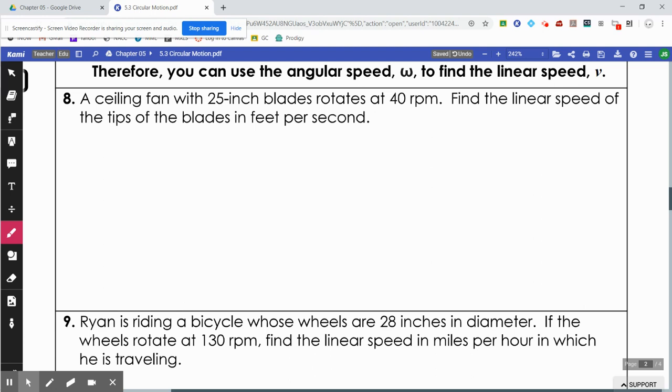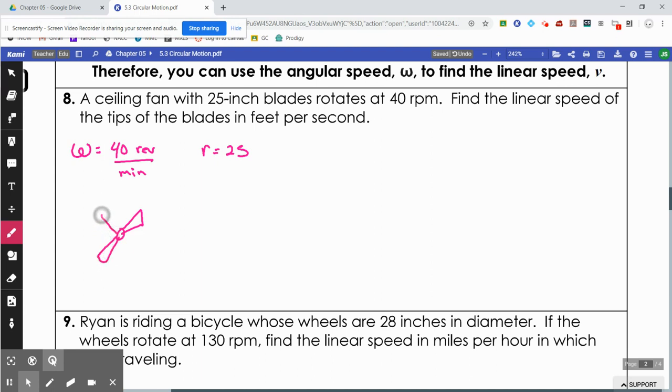Number 8, a ceiling fan with a 25-inch blade rotates at 40 RPMs. So what we have here is an angular velocity of 40 revolutions per minute. We also have a ceiling fan blade of 25 inches. The reason that's a radius is the way that a ceiling fan is made, like this right here. If the blade is 25 inches, that's the distance from here out to here. That would be the radius of the entire ceiling fan. So that's why we call that the radius. So the radius is 25 inches.